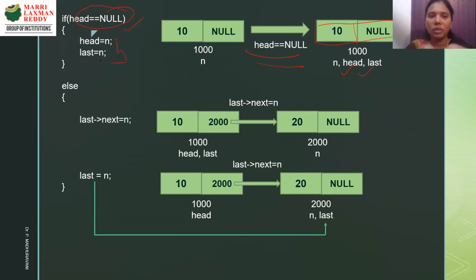So that's why I have written these two statements, head equal to n and last equal to n. That is nothing but the current node becomes the head node and the current node itself is the last node. Now, for the next insertions, that means whenever you are trying to insert the next node, again you need to repeat the procedure.